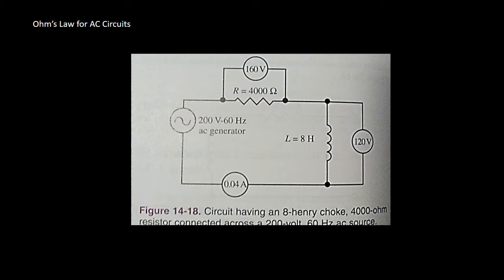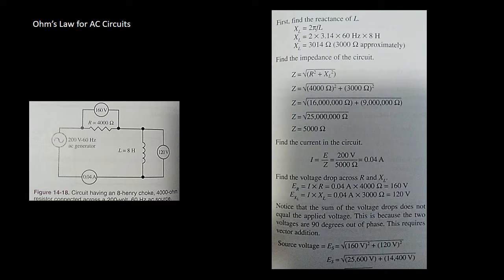It is connected across a 200 volts 60 Hz AC source. Find the impedance, circuit current, voltage drops across the resistor and inductor, phase angle theta, apparent power, and true power. See figure 14-18 as shown on your screen. This is how you work it out.